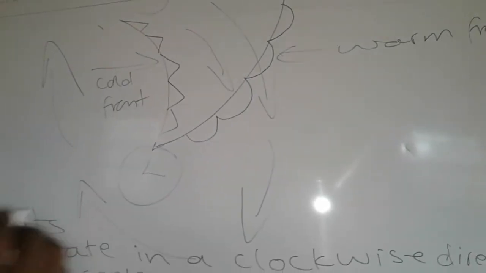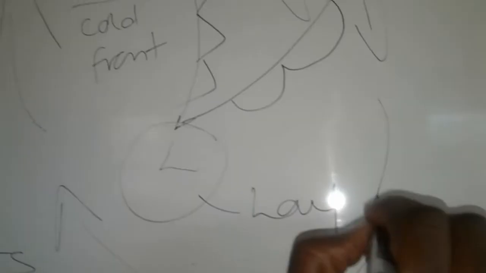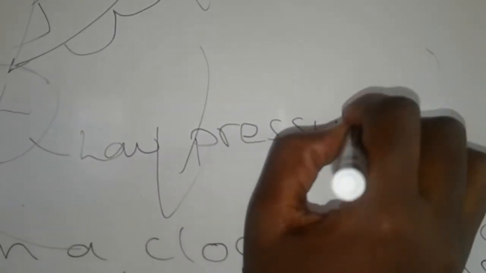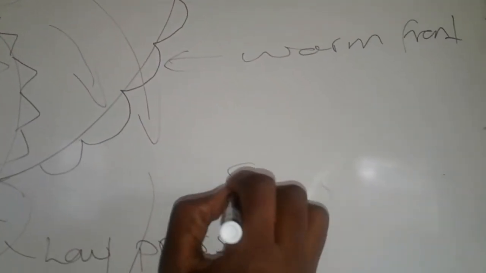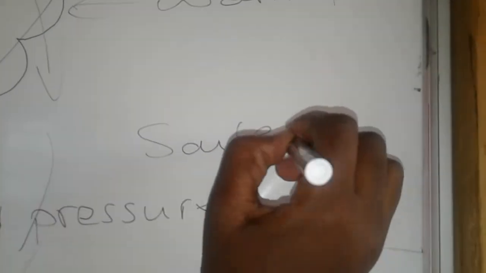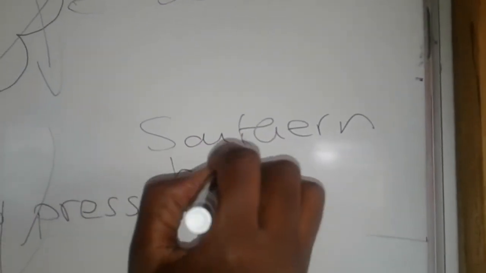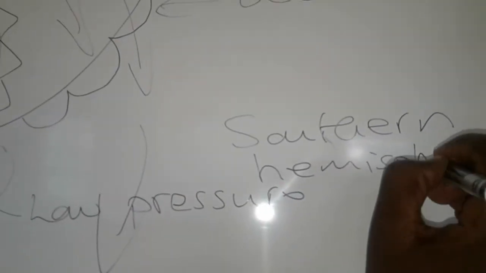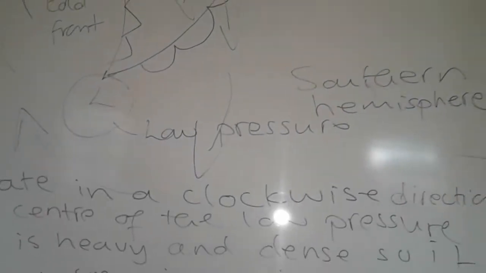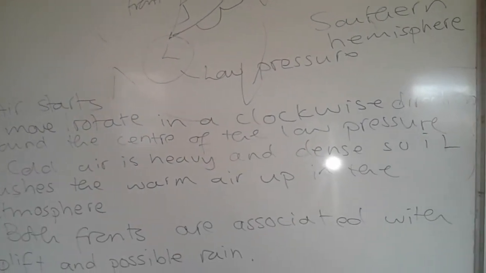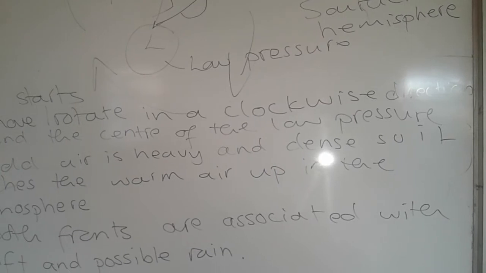This is our center of low pressure. And this is the movement of our winds in a clockwise direction because we are in the southern hemisphere, for us here in South Africa. So we are now experiencing heavy rains during this particular time.